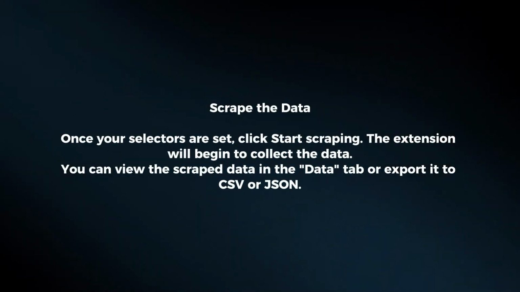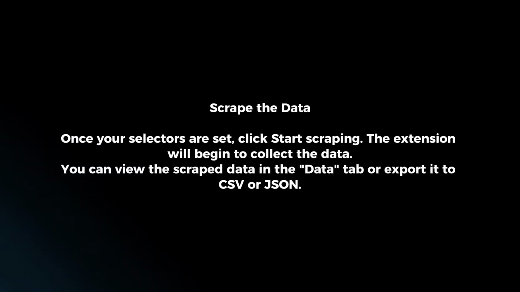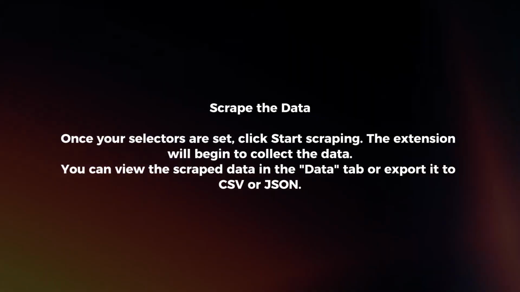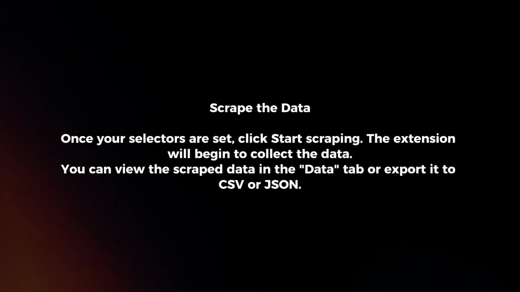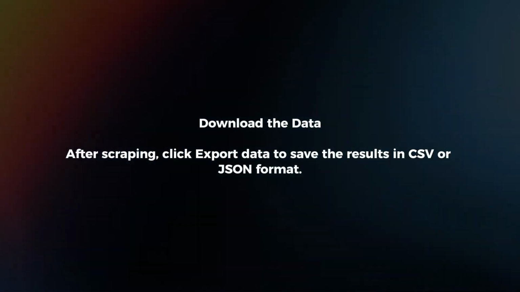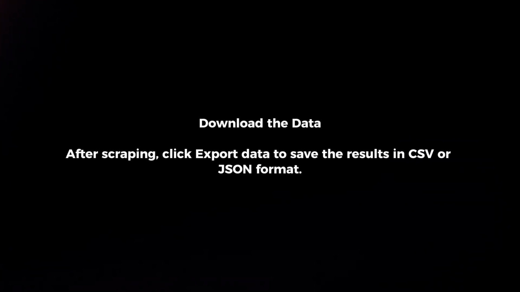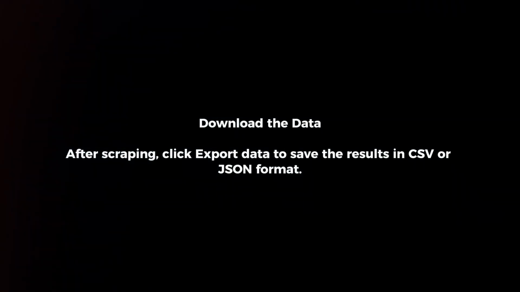Scrape the data. Once your selectors are set, click Start Scraping. The extension will begin to collect the data. You can view the scraped data in the Data tab or export it to CSV or JSON. Download the data. After scraping, click Export Data to save the results in CSV or JSON format.